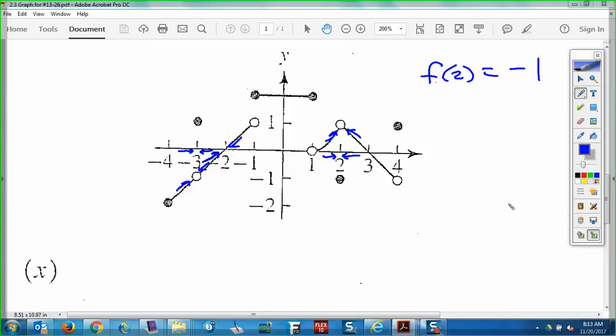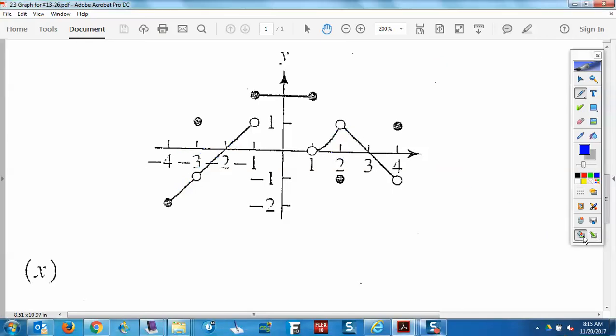So any questions on 13, any of those I didn't address there on 13 through 26? Any of those that you had that you wondered about?